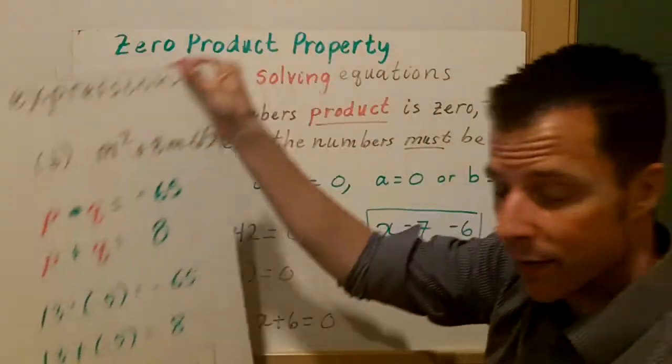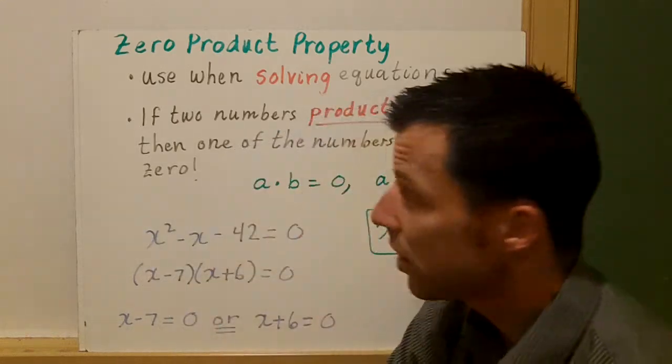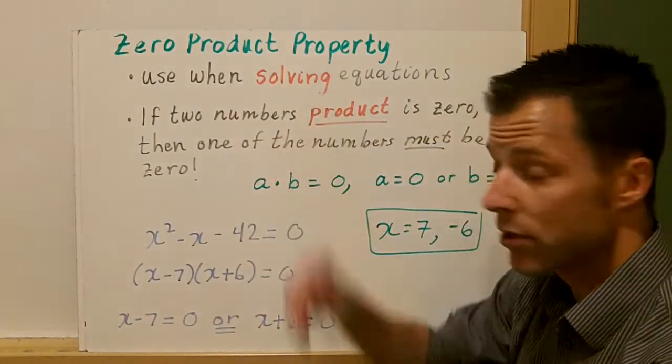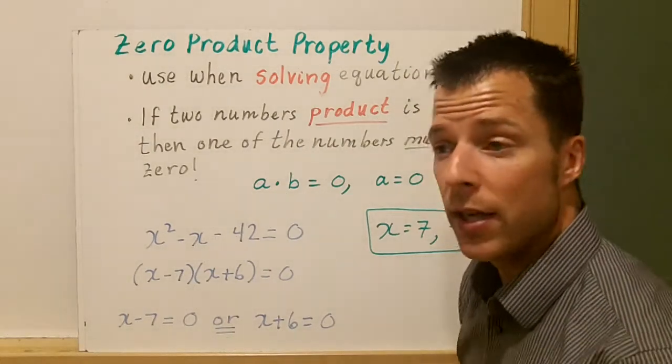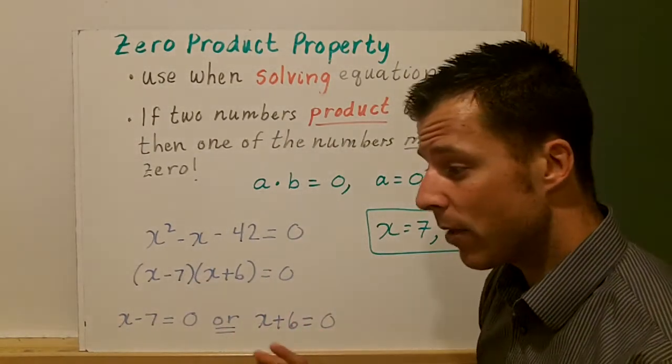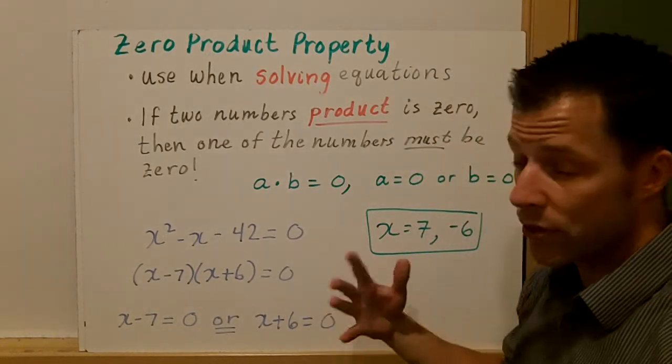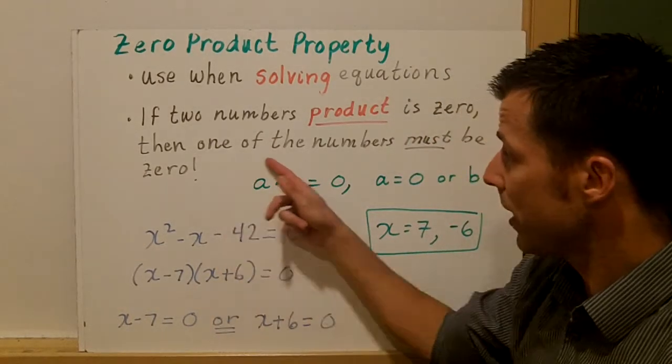Now, you can't talk about factoring quadratics without talking about solving quadratics. And when we solve quadratics, we've got to talk about the zero product property. The property is simple. It says if you multiply two numbers together and they have a product of 0, one of those numbers has to be 0.